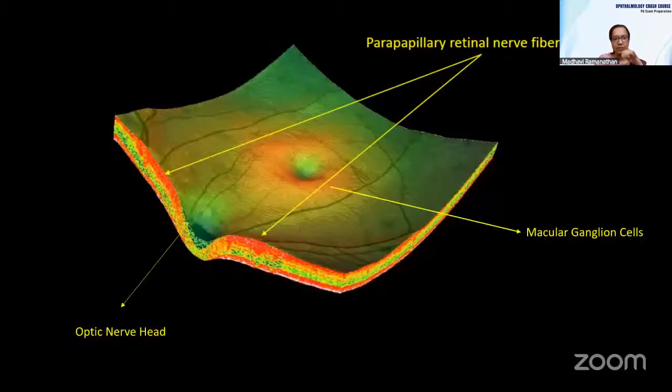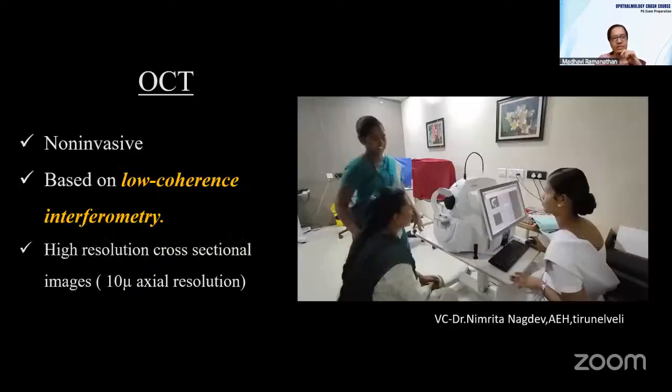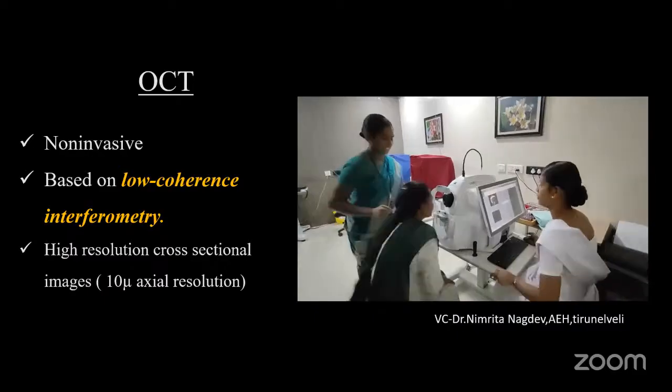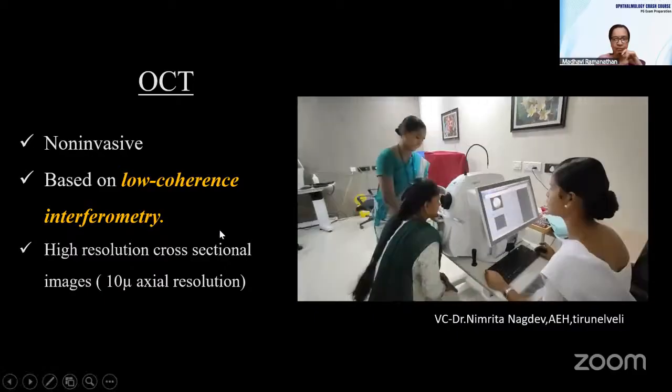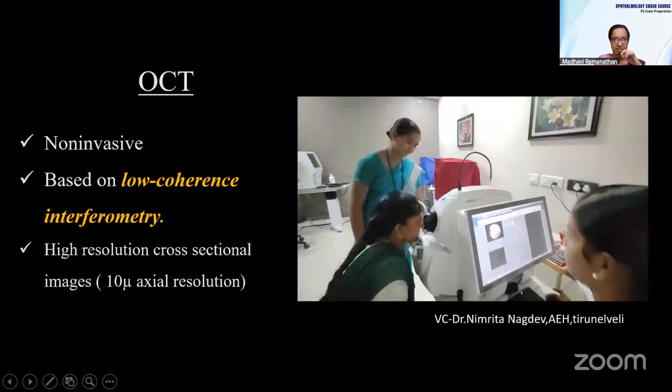So from a simplifying point of view, the OCT actually looks at 3 important things. One is the optic nerve head, second is the parapapillary retinal nerve fiber layer, and third is the macular ganglion cell. So my entire talk will focus and classify based on these 3 things. OCT is a non-invasive method, and this particular point you have to remember, it is based on low coherence interferometry. It gives high resolution, cross-sectional images, and the OCT scan will be over within a matter of a few minutes.